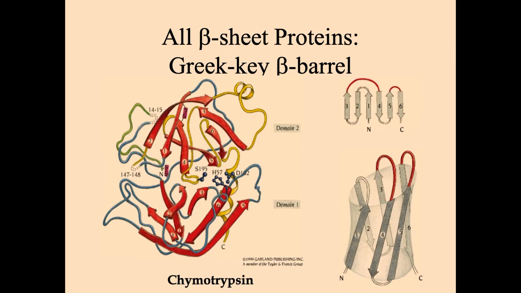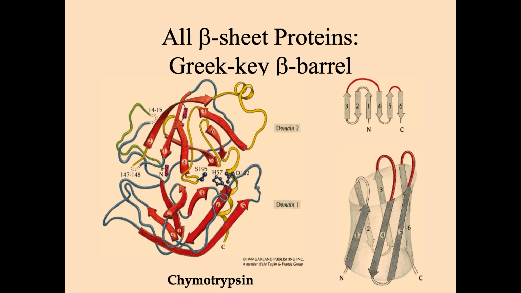So one of them is chymotrypsin, an enzyme we'll spend some time talking about when I talk to you about proteases. So chymotrypsin contains 2 domains. Each domain contains a Greek key motif. In addition, the Greek key motif is right here, 1, 2, 3, and 4. And then it has 2 additional beta strands. So it's a 6-stranded anti-parallel beta sheet that folds onto itself to form a 6-stranded anti-parallel beta barrel.